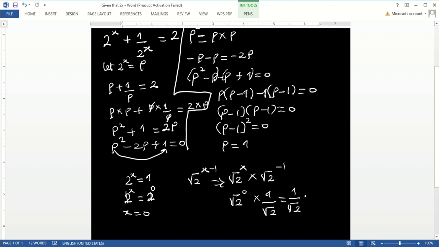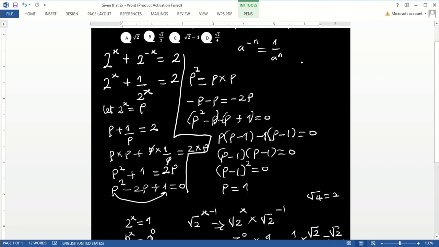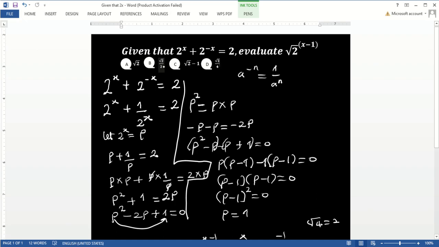Here we can also simplify further by means of rationalization. So we rationalize by multiplying both the numerator and the denominator by the denominator here, which is root 2. So root 2 times 1 is root 2. Then root 2 times root 2 is root 4. And root 4 is equals to 2. So eventually the entire answer is root 2 over 2. So we can see from the options here that this is the most appropriate option.